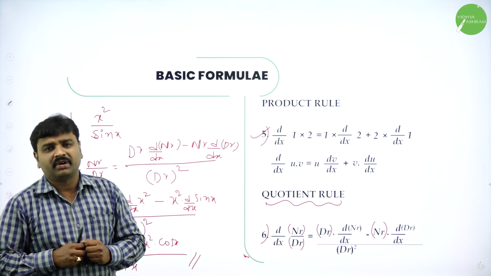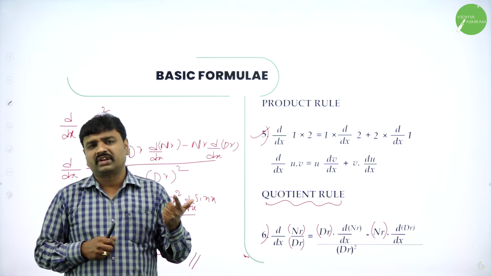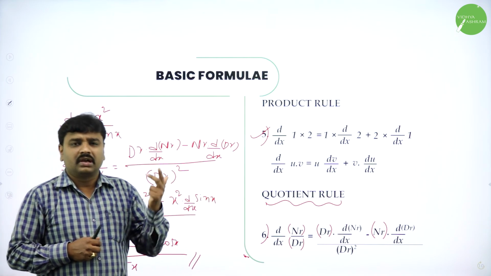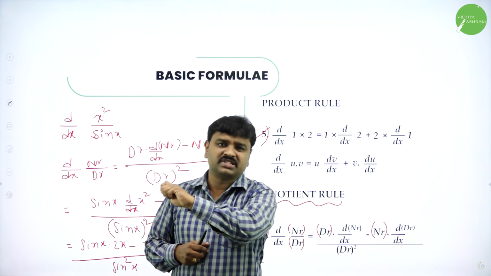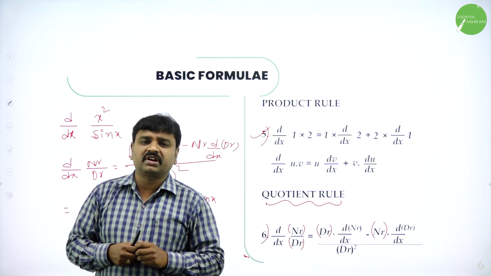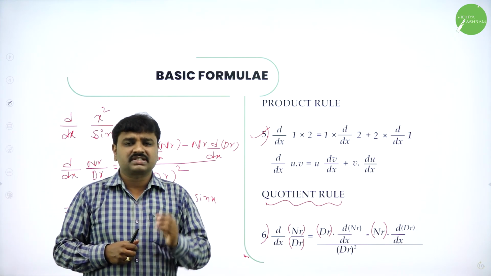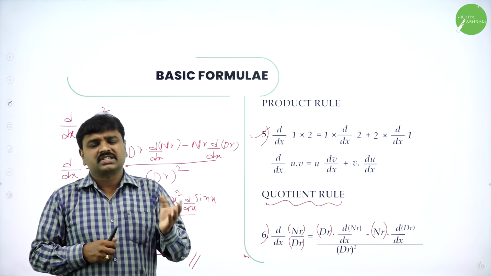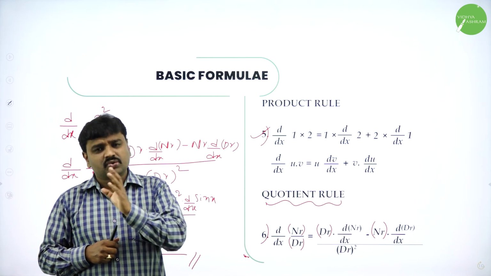Then I gave the standard formulae: derivative of x power n is n into x power n minus 1, root x is 1 by 2 root x, 1 by x is minus 1 by x square, log x is 1 by x, e power x is e power x, a power x is a power x into log base a. Then we studied 6 standard trigonometric functions. Derivative of sin x is cos x, cos x is minus sin x, tan x is secant square x, cot x is minus cosecant square x, secant x is secant x into tan x, cosecant x is minus cosecant into cot.